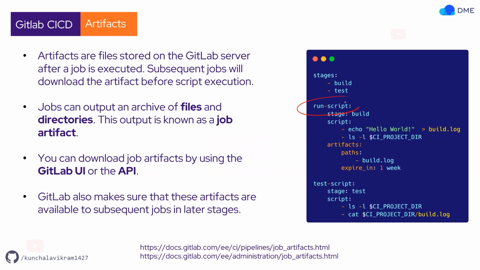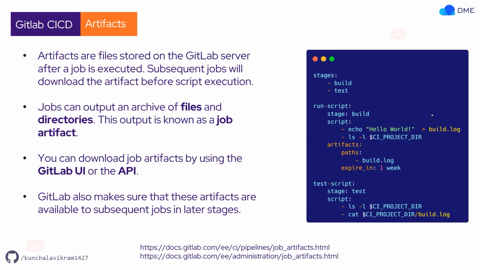Similarly, inside this run job, if you see, I'm trying to echo hello world into a build.log file. Now I'm taking this as an artifact. I want this artifact to be available in the next job, that's the reason why I've used artifacts. The path is build.log, and then I'm saying that the artifact should expire in 1 week. I don't want it to be stored in the server; I want it to expire in 1 week.